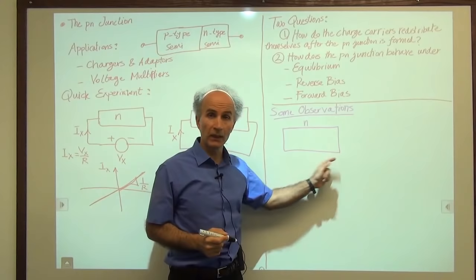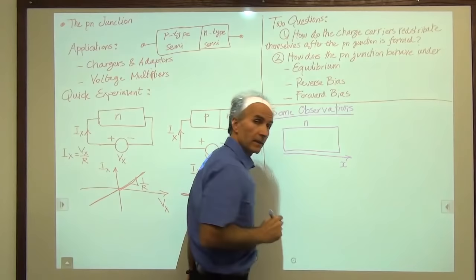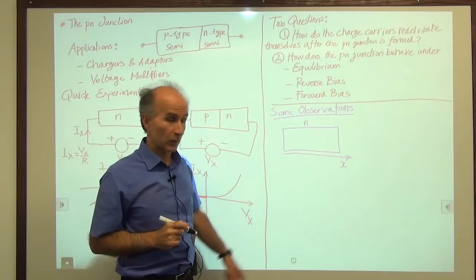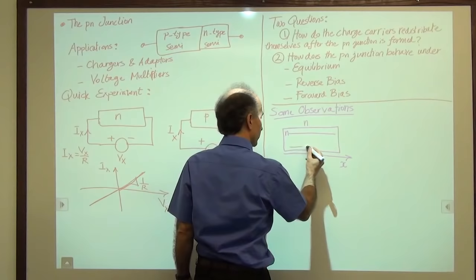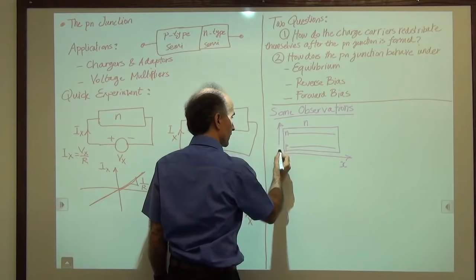So what do we see as a function of distance? Well, we know that we have lots of electrons and very few holes because this is an n-type material. So what we will see is that n is up here and p is down here. And that is the concentration axis. N is very high, p is very low.